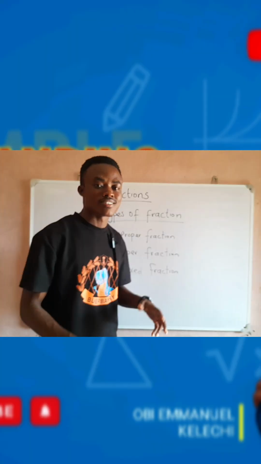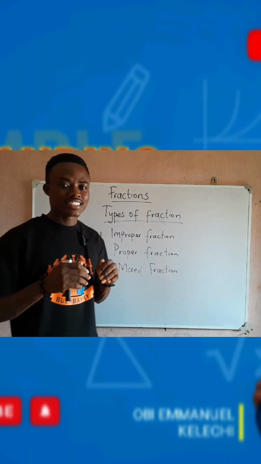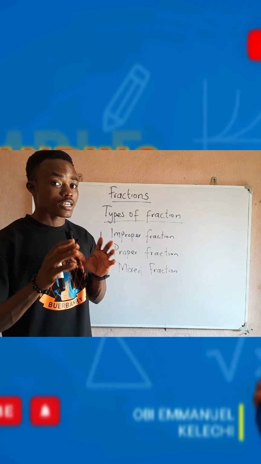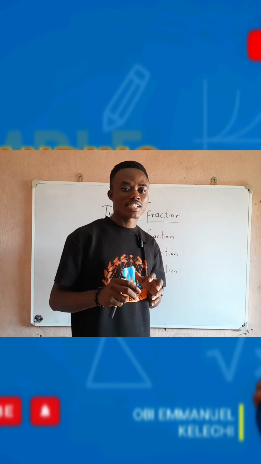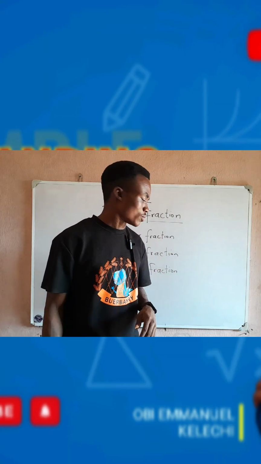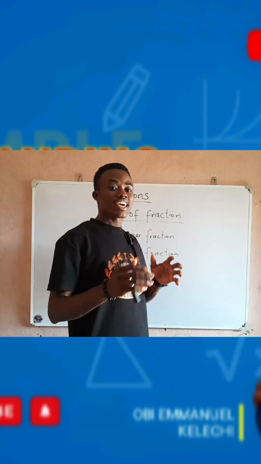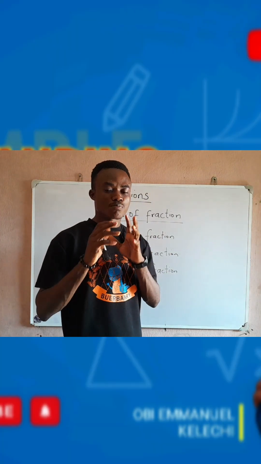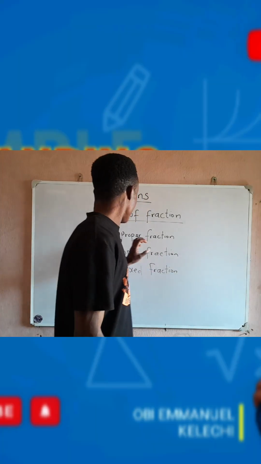Improper fraction is when the numerator is bigger than the denominator. That is improper fraction. Then a proper fraction is when the numerator is smaller than the denominator. Then a mixed fraction is when you have a whole number and a proper fraction. So I'm going to be giving a few examples of improper fractions.